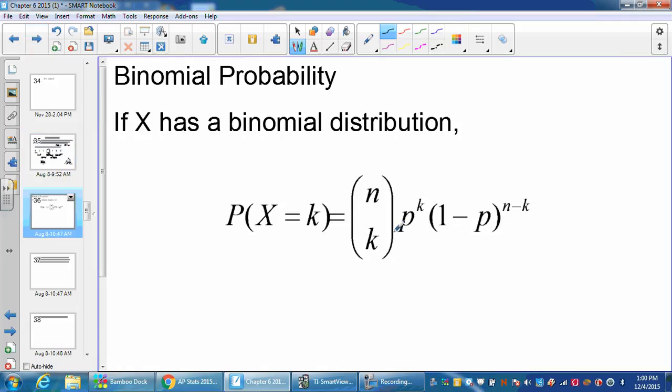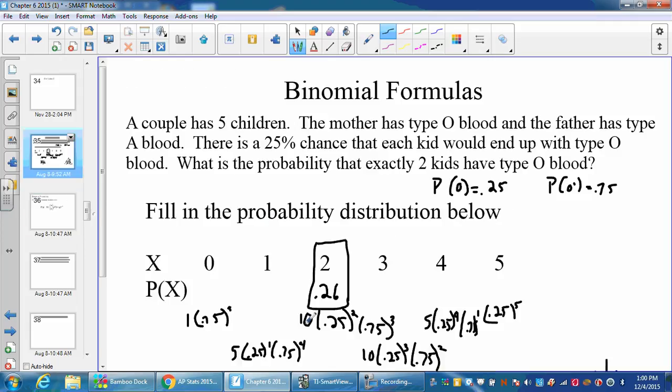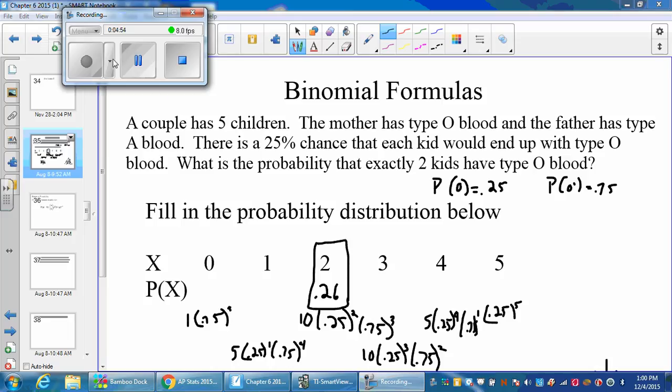Now this is the binomial distribution. N choose K, that's the number out in front, times the probability of success to the K power, times 1 minus that probability to the N minus K. That's exactly what we did for each of those. Here is your combination, and then we have the probability of success to that power, the probability of failure to the 1 minus that power, or the 5 minus 2 power.